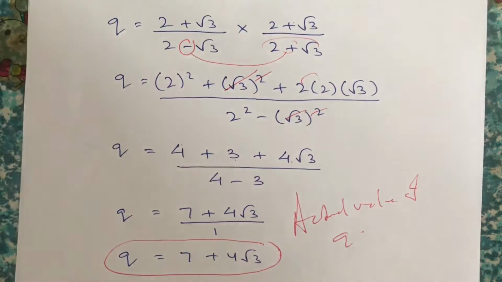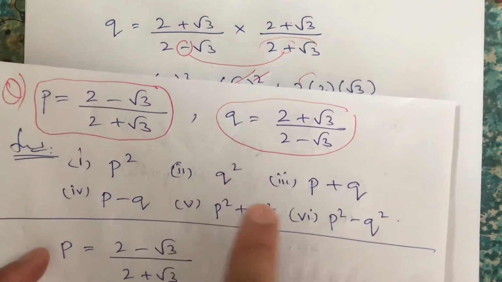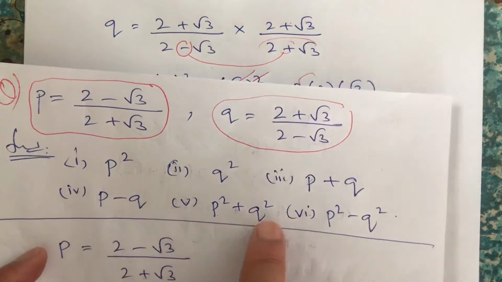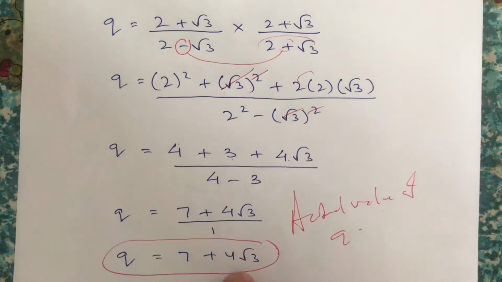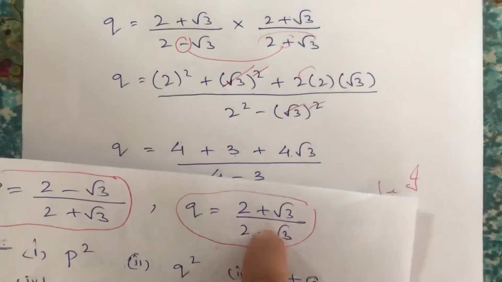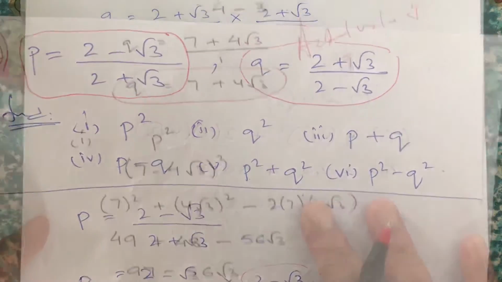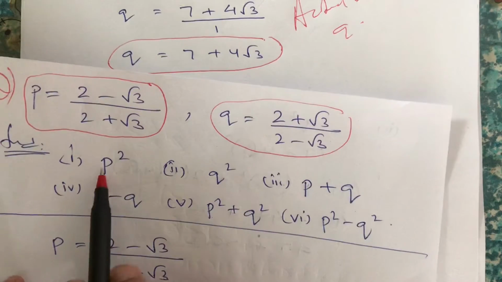Now whether we are finding Q squared, whether we are doing a P plus Q, P minus Q, all these we'll have to use this value of Q, not this value. So now we'll have to use the new value of P and the new value of Q to solve all these questions. Okay, now the first question says find P square.